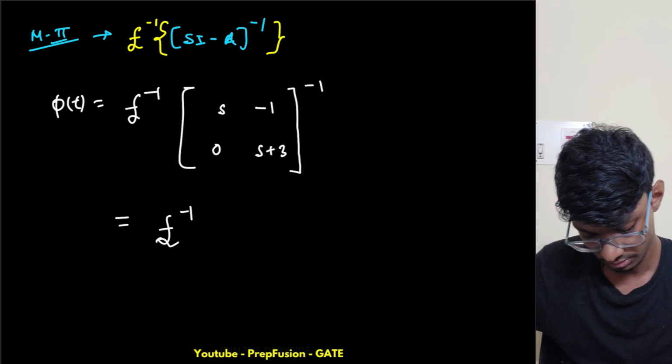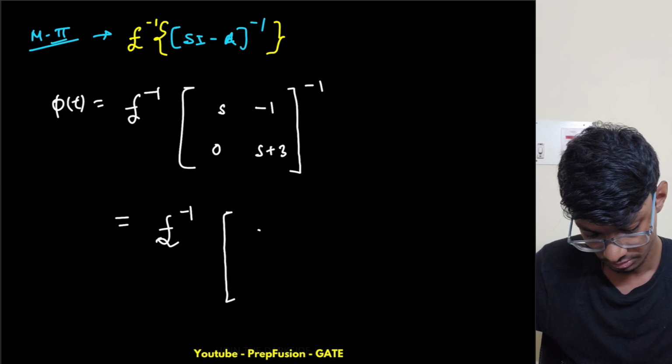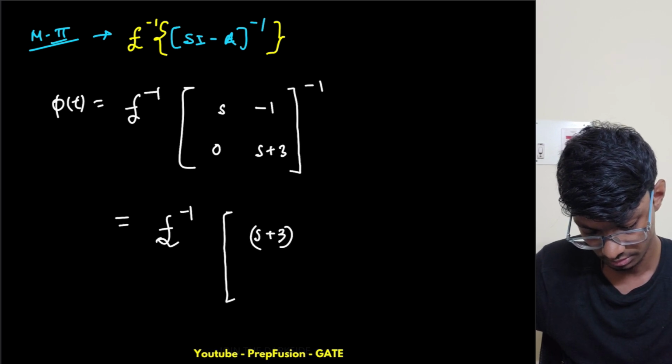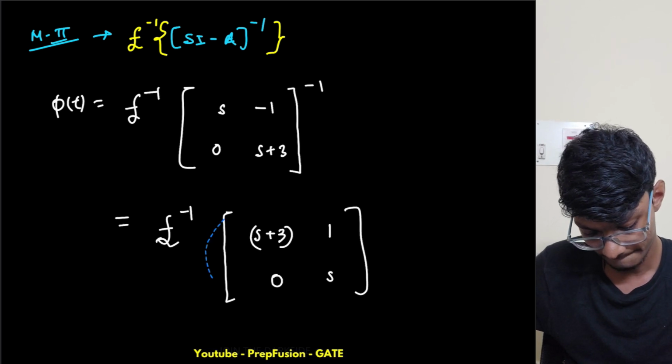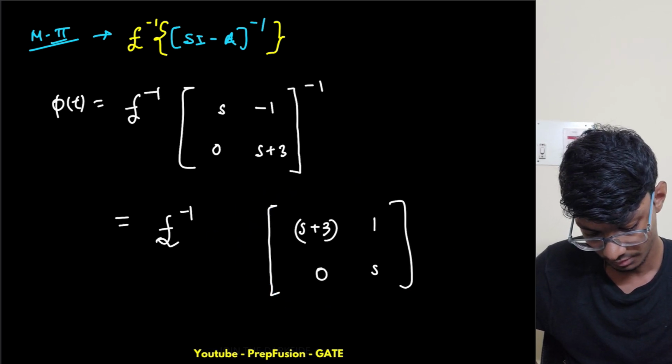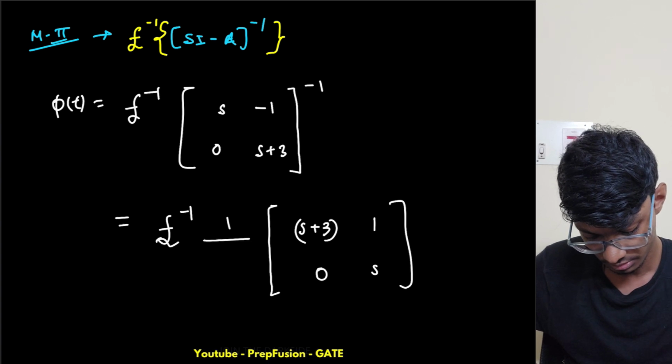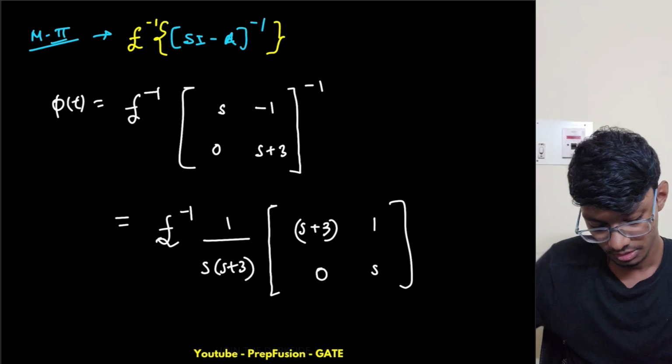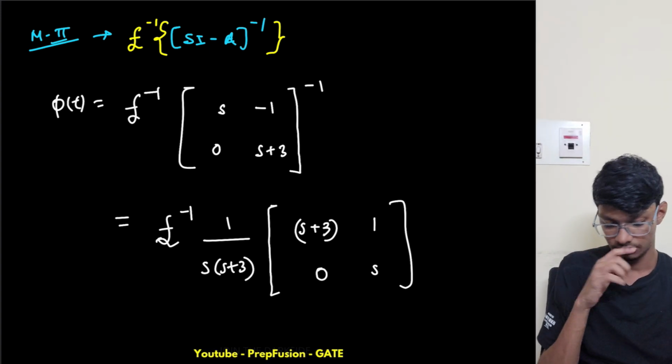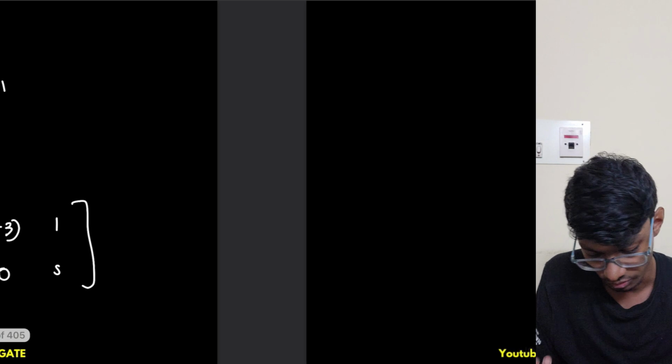Right, this is s plus 3, this is s, this is 1, this is 0, and this is 1 by s times s plus 3. So you can solve it like this. You find the inverse. I will solve it for you.